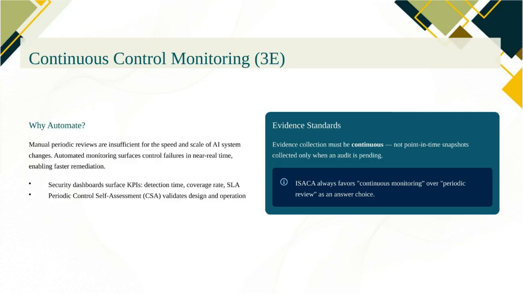Automated control monitoring surfaces issues in near real time. Security dashboards display KPIs, detection time, coverage rate, response SLA, so the security team has situational awareness without waiting for a report to be generated. Control self-assessment validates both the design and the operation of controls, not just whether the control exists, but whether it's working as intended. And evidence collection should be continuous, not a scramble that happens in the week before an audit.